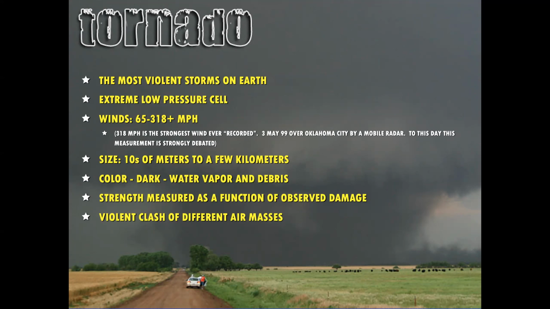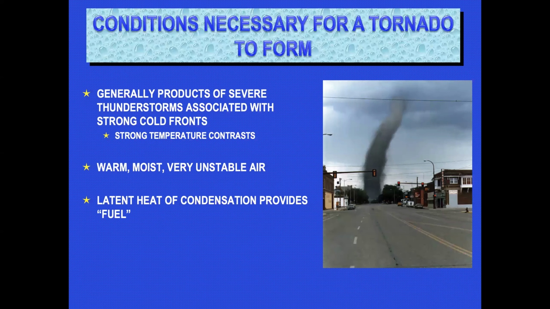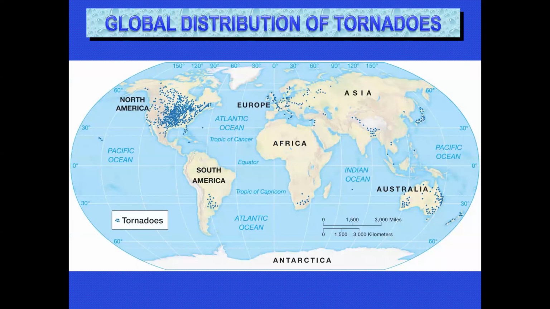And so it's a function of different air masses that are clashing. And as a result, you tend to find the majority of tornadoes in the United States and Canada. So here is where you find the majority of them. And we have the perfect geography for tornadoes in the United States.